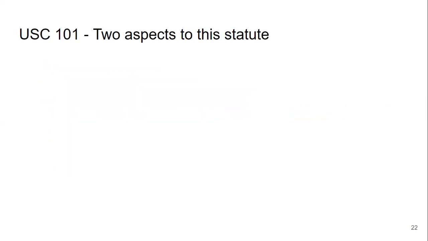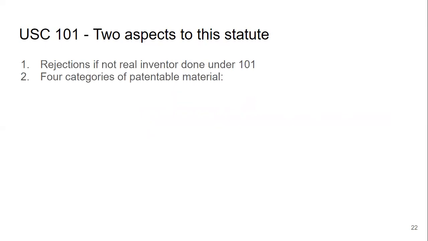So this will be the last one that we'll talk about for this section. So there's going to be 2 aspects to this statute. There is the rejections if it's not the real inventor, and that is done under 101. And so formally, that would have been 102F under pre-AIA, but now under AIA, rejections or not the real inventor is under 101. There are 4 categories of patentable material. So that's going to be article of manufacture, apparatus, method, composition of matter.